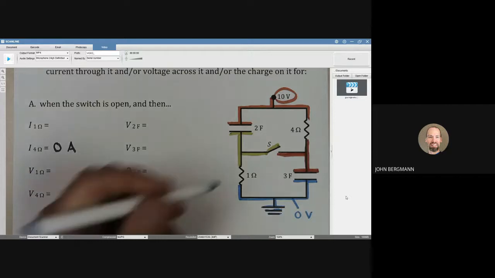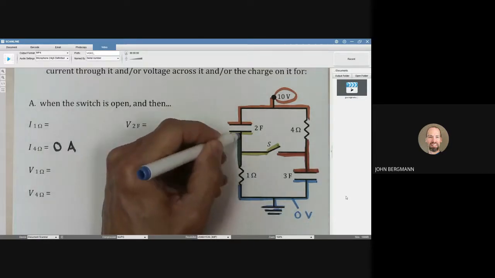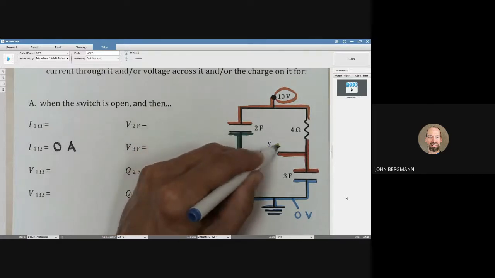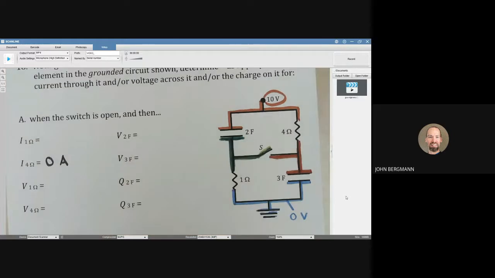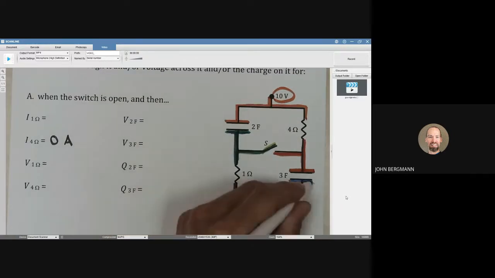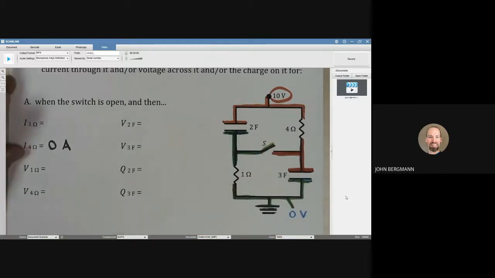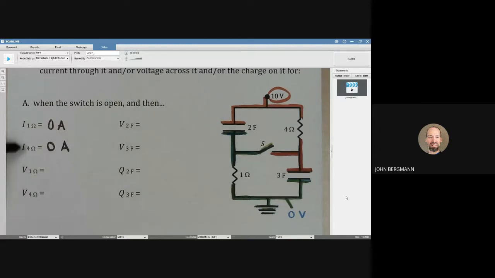Same thing happens down here. If there's no current that can go through this resistor here, that's supposed to be the same color blue as what we had before. This whole thing has the same potential, 0 volts. No current going through that 1 ohm resistor. If there's no current going through the resistors, then there's no voltage difference across them. Whoops. Volts.